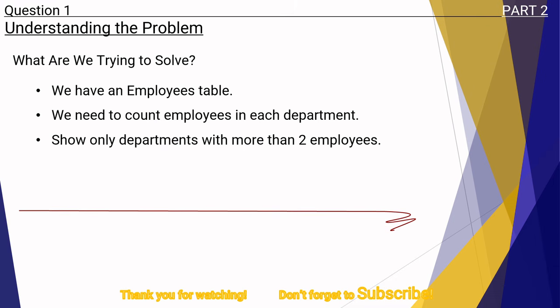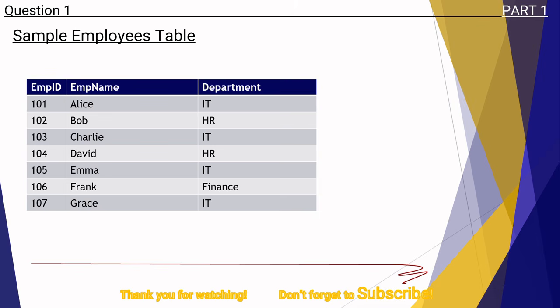Our goal is to count how many employees are in each department and display only the departments that have more than 2 employees. We will achieve this using SQL aggregation functions. Here is our sample employees table. We have employees working in different departments like IT, HR, and finance. Our goal is to count the employees in each department and filter out departments with more than 2 employees.